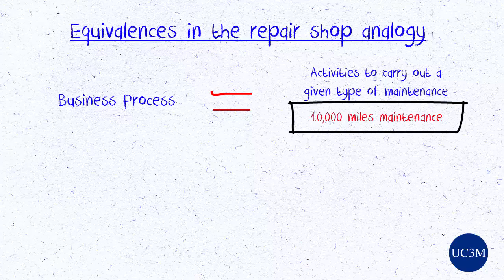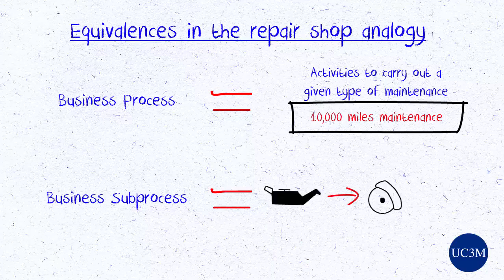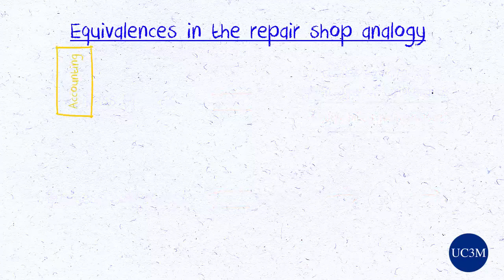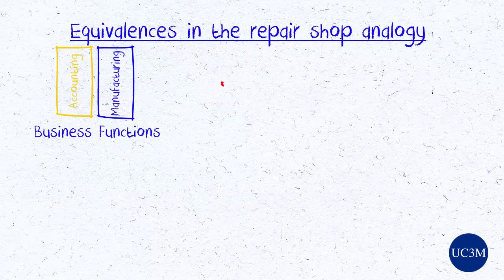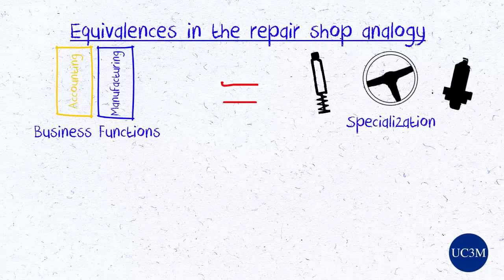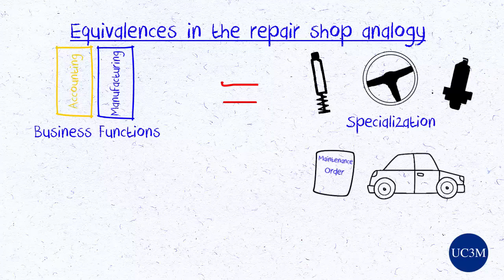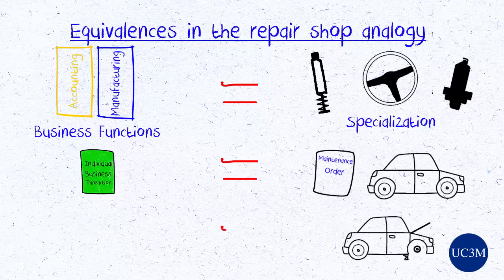Each process can be broken down into smaller sub-processes. For example, the scheduled 10,000 miles maintenance can be subdivided into replacing and refilling fluids, reviewing the braking system, and so on. Each business function, such as accounting or manufacturing, would correspond to a specialization, such as suspensions, steering, or electronic ignition. Each car, or rather, the maintenance order associated with each car, would correspond to the individual business transactions. Unfinished cars would correspond to open transactions.